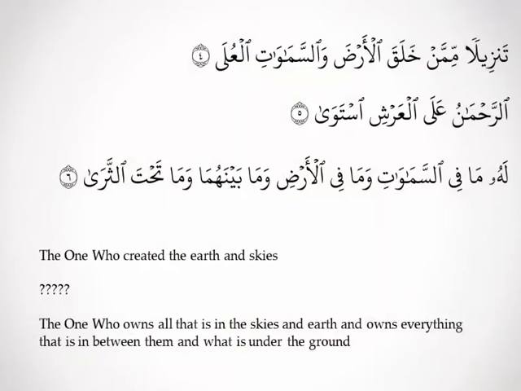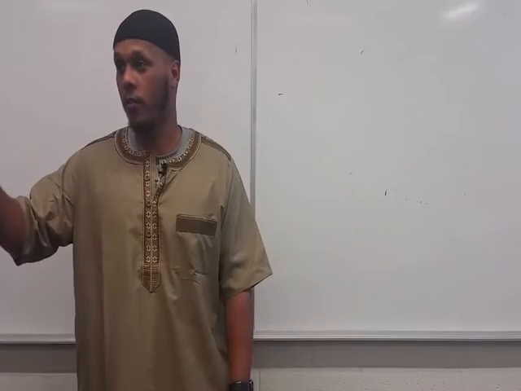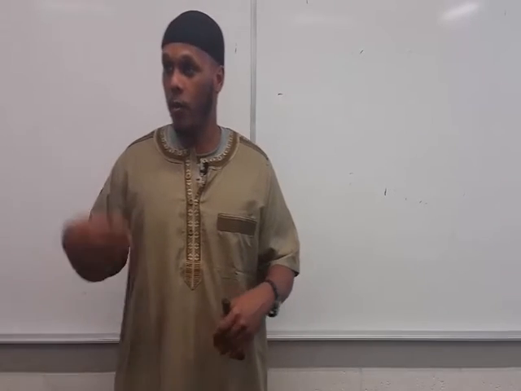verse 5, تنزيلا ممن خلق الأرض والسماوات العلى الرحمن على العرش استوى له ما في السماوات وما في الأرض وما بينهما وما تحت الثرى. These are three verses, the 4th, the 5th, and the 6th verse of Surah Taha. As you can see over here, I have the meanings, and I put question marks for the 5th verse, because the 5th verse is the verse that we want to analyze and look at.